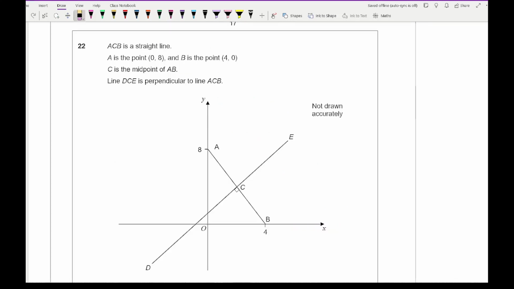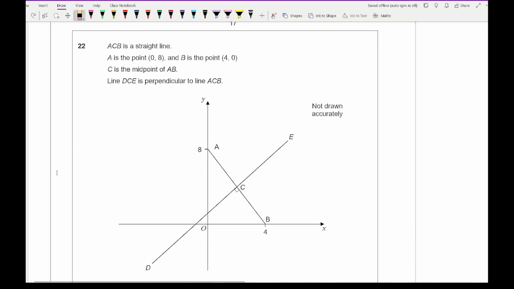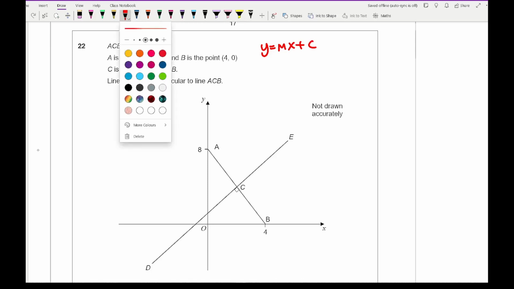So looking at question 22, it says that ACB is a straight line. A is at the point 0, 8, and B is at the point 4, 0. C is the midpoint of AB, and the line DCE is perpendicular to the line ACB. And the question is asking us to work out the equation of the line DCE. Now, to work out the equation of a line, you need to know the gradient and the y-intercept. So let's first start with the gradient.